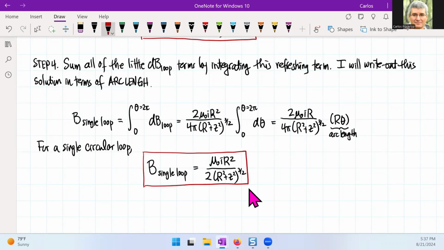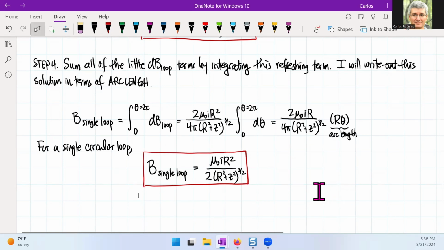You know, I just realized I made a mistake. If I'm integrating over the whole loop, then it would be 2 pi, but I'm not integrating over the whole loop. We broke this down to only half a loop. So we're really only integrating over pi. That's a correction that I have to make.